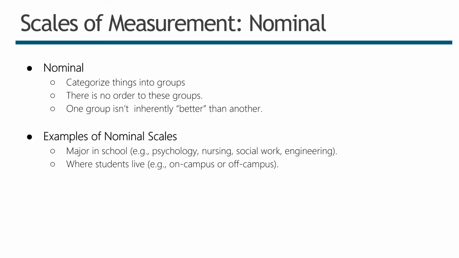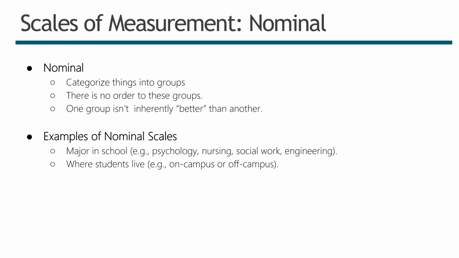So let's start with the nominal scale of measurement. This is the lowest level of measurement, where what you're doing is basically just categorizing things or people into groups, and there's no order to these groups. So one group isn't better than the other group. So this would be something like if we categorize people based on their major in school, right? Psychology, nursing, social work, and so forth. We could even assign numbers to those categories, say that psychology is a 1, nursing is a 2, social work is a 3, but those numbers don't indicate quantity in any way or quality. One major isn't better than the other, they're just different categories.